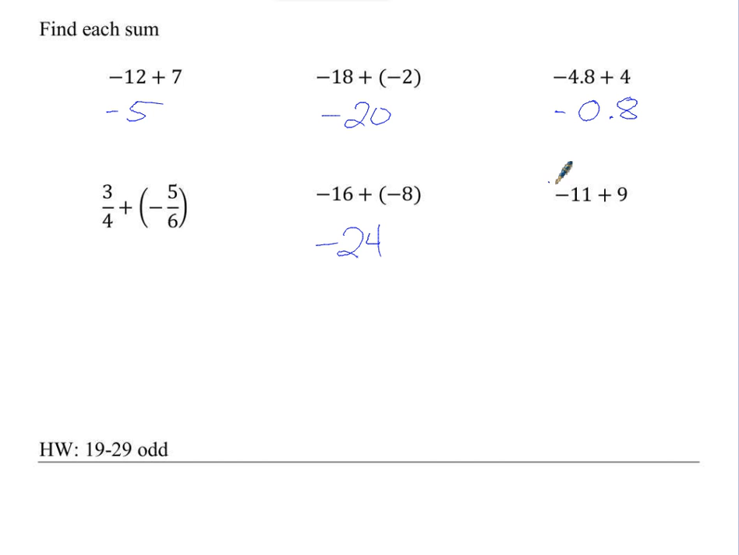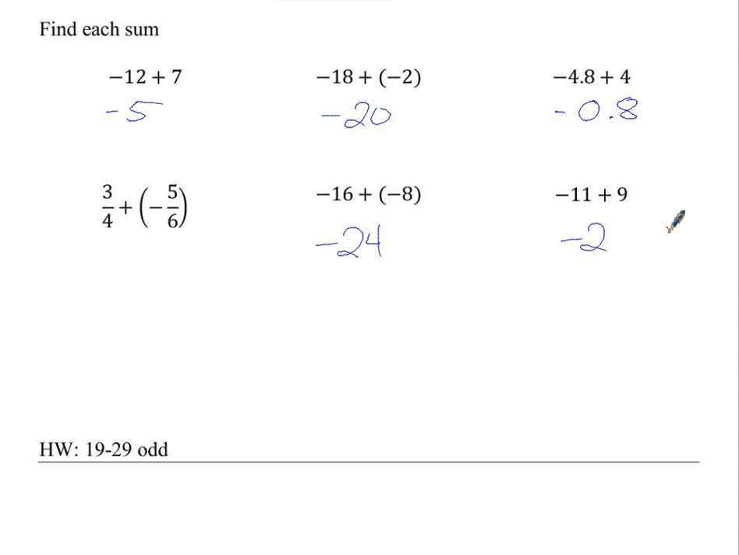On this one, we have opposite signs, negative 11 plus 9. So we will do 11 minus 9 because 11 is the bigger number in magnitude than 9. So 11 minus 9 is 2. And we're going to keep the sign of the bigger number, negative 2.